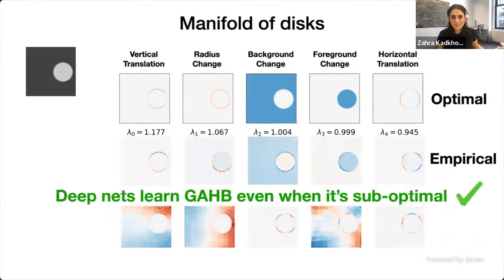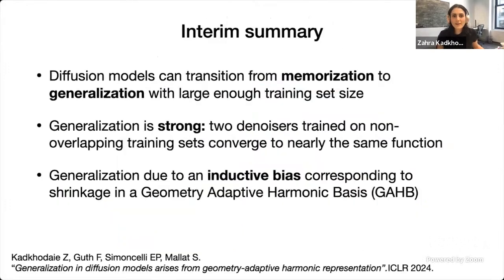All right, so the interim summary. We showed that diffusion models can transition from memorization to generalization with large enough training set size. However, this size is tiny compared to what we need for estimating the density without any inductive biases. Generalization is strong. Two denoisers trained on non-overlapping training sets converge to nearly the same function.